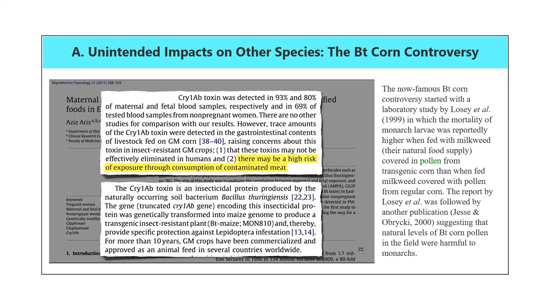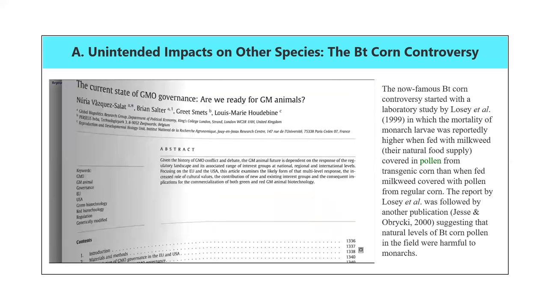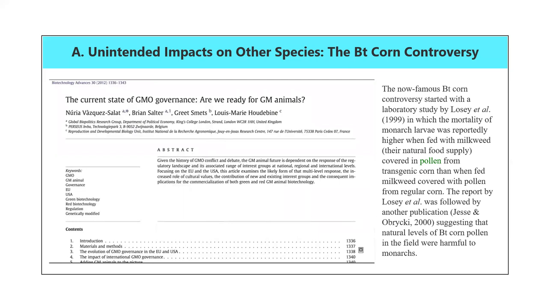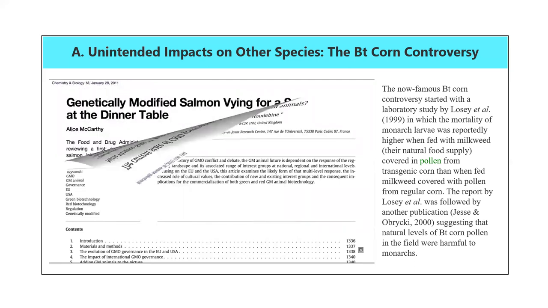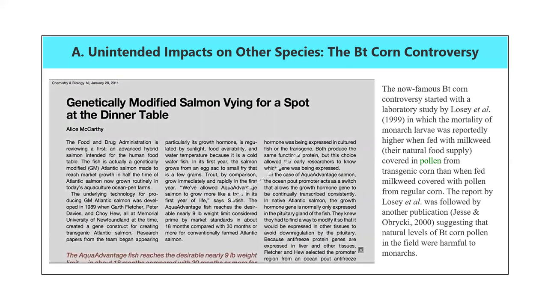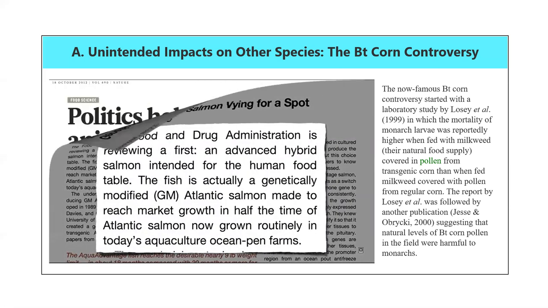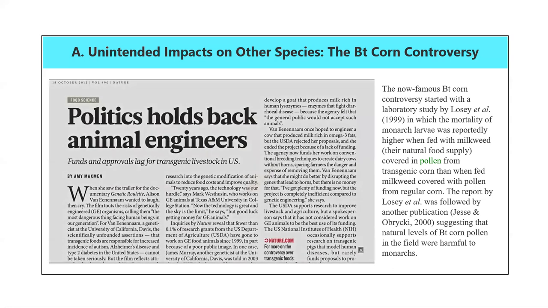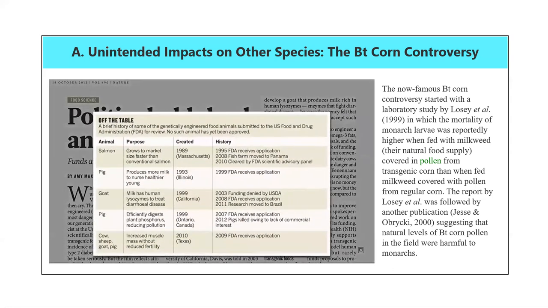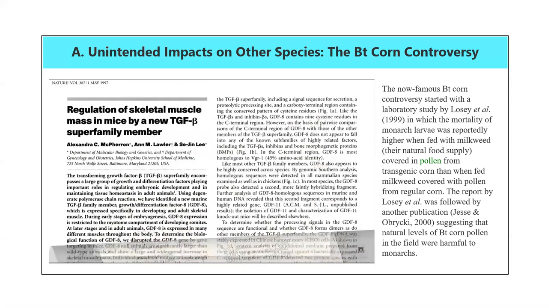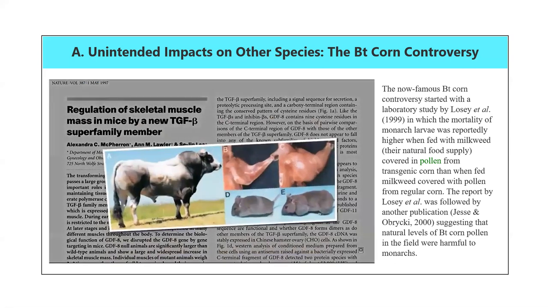Of course, why get GMO secondhand when you can get them directly? The next great frontier is transgenic farm animals. A genetically modified salmon was first to vie for a spot at the dinner table. And then in 2010, transgenic cows, sheep, goats, and pigs were created, genetically modified for increased muscle mass, frankenfurters, one might say, based off the so-called Mighty Mouse model.